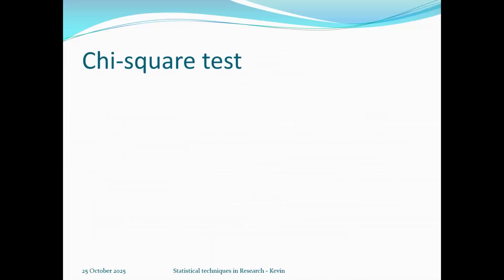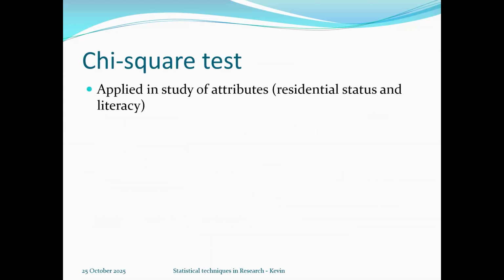I'll just explain the chi-square test also, then I will stop. The chi-square test is applied in the study of attributes, like residential status and literacy. Is there a dependence between the residential status of a person and his literacy? Are rural people less literate? Are urban people more literate, and so on?